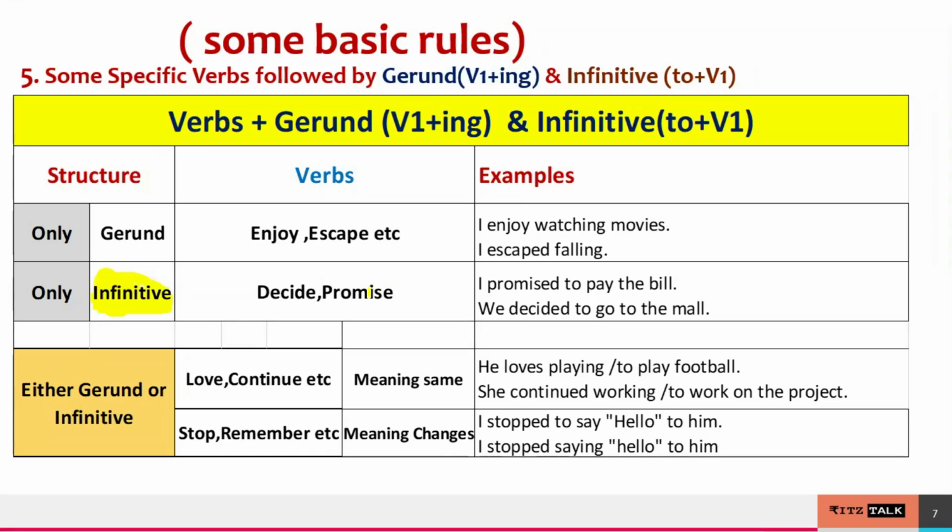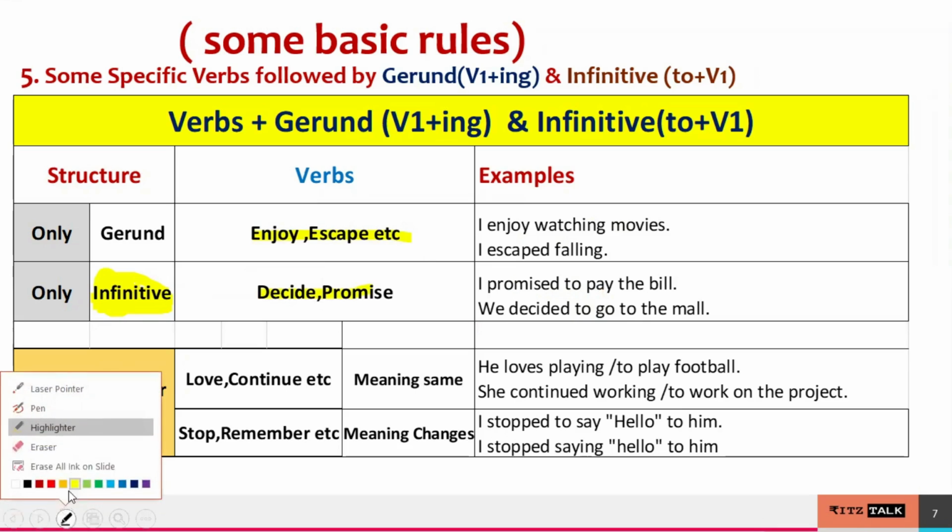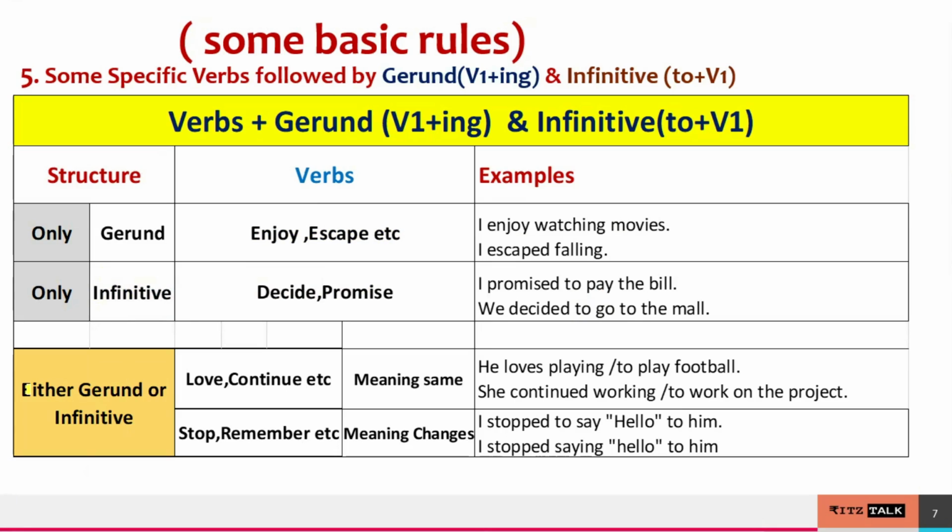Not लगाना है तो decided not to pay the bill. Decided के बाद में not आएगा, फिर to आएगा. I promised not to pay. I promised not to watch the movie. So इन verbs के साथ always ing और इन verbs के साथ always to. ये हमको थोड़ा याद रखना पड़ेगा. And the next one is, ठीक है, ये हो गया. अब यहां पे either gerund और infinitive, या तो gerund या फिर infinitive, कोई भी यूज कर सकते हैं. So love and continue are two verbs.